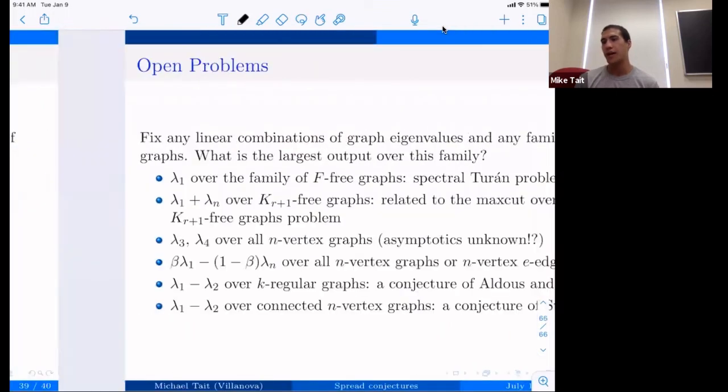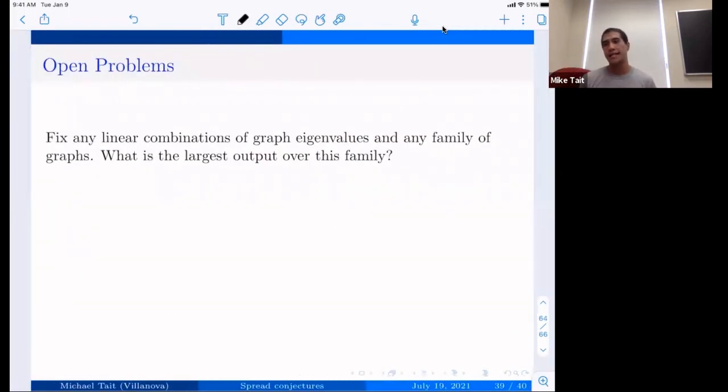Okay, so I just want to end with an open problem. The study of the spread fits into a very natural, more general question: I'm going to fix a linear combination of my graph eigenvalues, here it's lambda1 minus lambda n. You can fix any combination you want, and I'm going to fix a family of graphs. And I'm going to ask, what is the largest output of the function over this family? So the spread conjecture says my family is n-vertex graphs, and my linear combination is lambda1 minus lambda n.